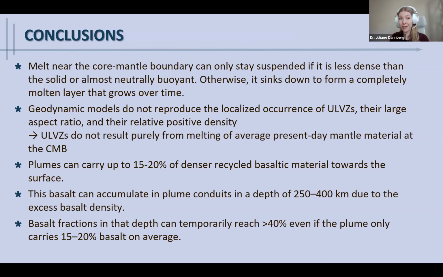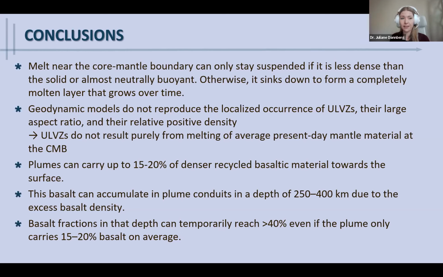So to summarize the whole talk, we first looked at the stability of partial melt near the core mantle boundary. And we saw that this melt can only stay suspended if it's less dense than the solid, or if it's almost neutrally buoyant. And otherwise, the melt would sink down to form a completely molten layer at the core mantle boundary that also grows over time, which would not be consistent with the observations.